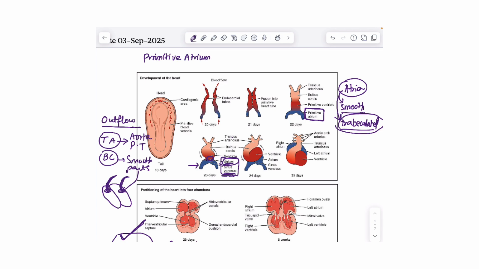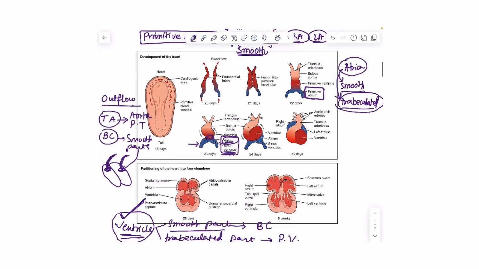Simply, the primitive atrium is going to develop into the trabeculated part of the right atrium as well as the left atrium, right? Both atria, either the right or the left one, the trabeculated part is going to be formed from the primitive atrium. Now the smooth parts of these atria, how are they going to develop?